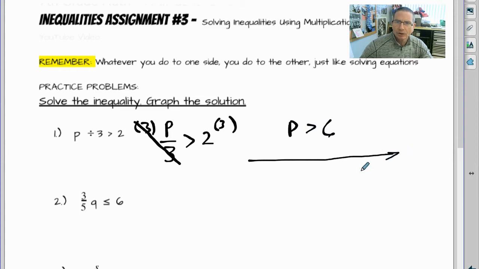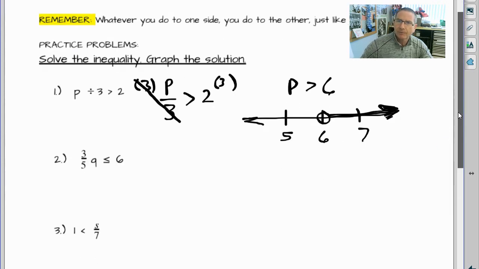So again, if we're going to do a quick graph here, it's going to be an open circle at 6. And it is going to point to the right, just like it is in the inequality. So nice open circle here, shading to the right to show the graph for the inequality.